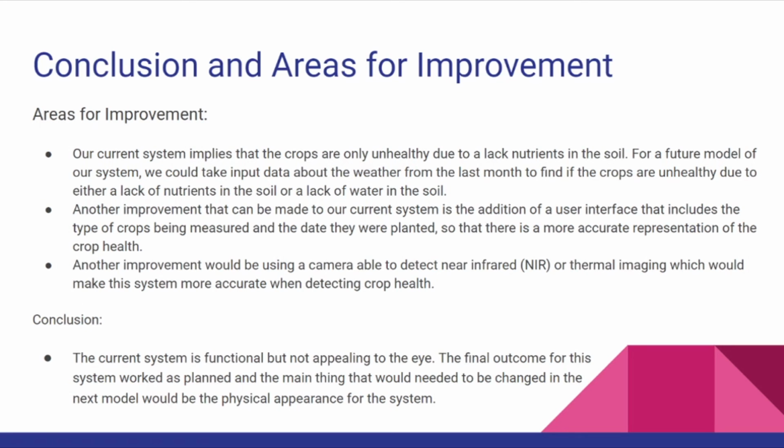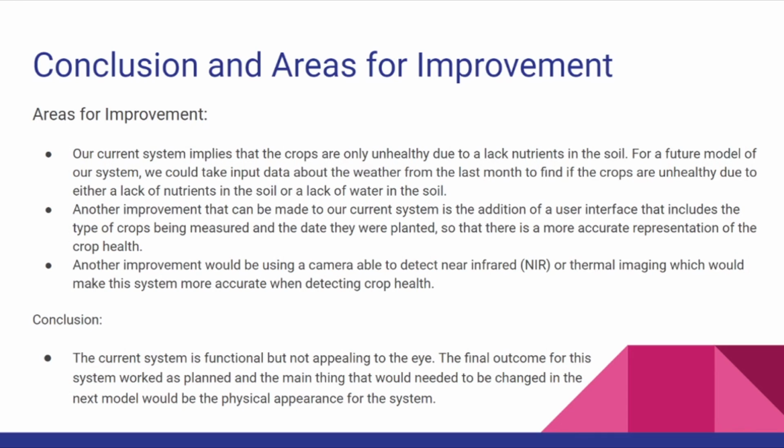Another improvement that can be made to our current system is an addition of a user interface that would include choices between which crops are being measured and the date that they were planted. This would help make a more accurate representation of what colors we are looking for in our imaging, and would therefore make a more accurate representation of the heat map for our crop health.